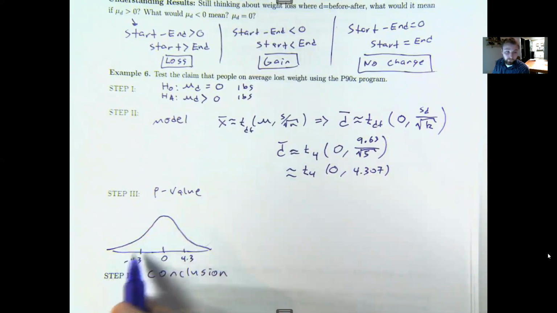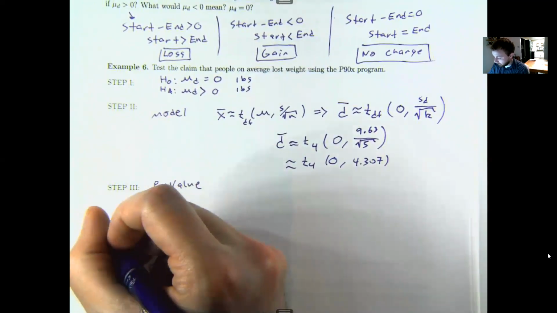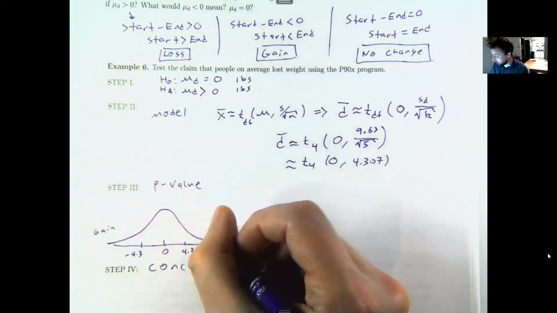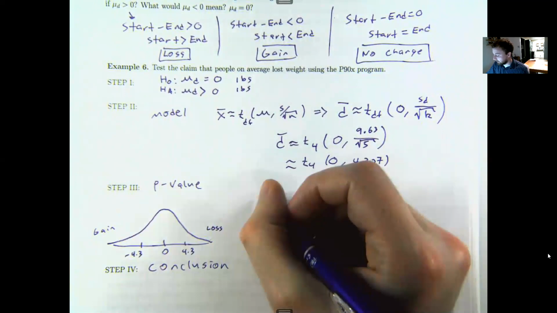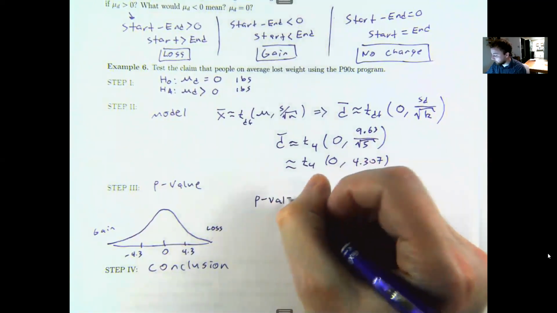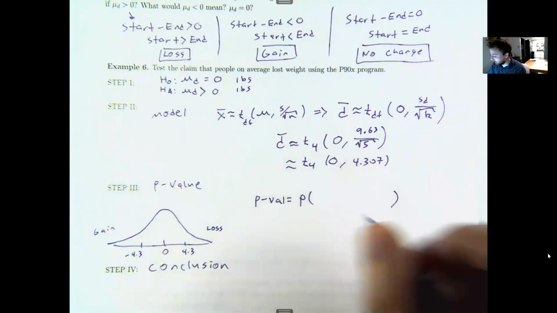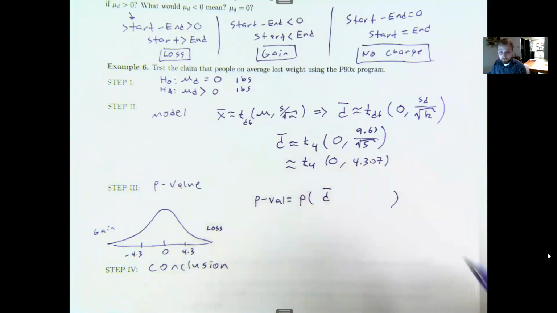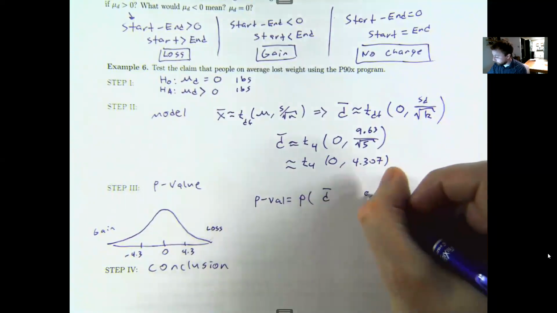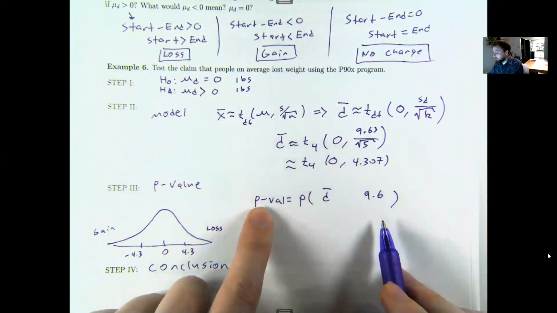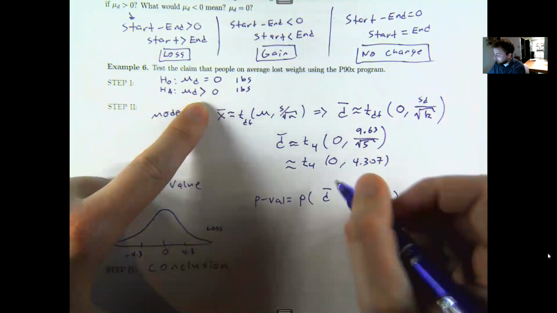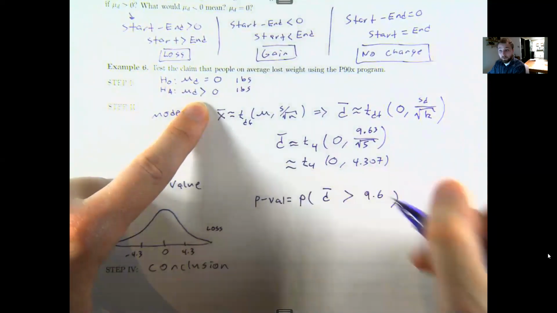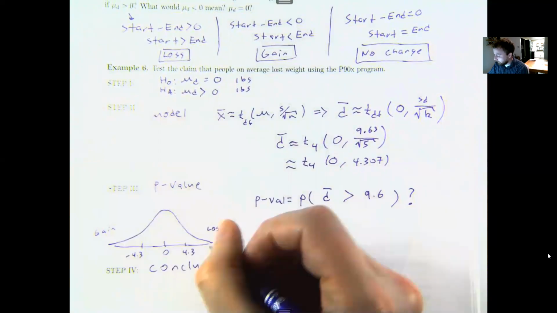This entire side of the curve here represents a weight gain. This entire part of the curve represents a weight loss. The center represents no change in weight. So the curve really represents everything that could possibly happen for my sample. And the p-value is the likelihood of my sample data, in this case, my D bar. They lost 9.6 pounds on average. I'm wondering what's the likelihood that they lose 9.6 pounds or more than that if the null hypothesis is true.